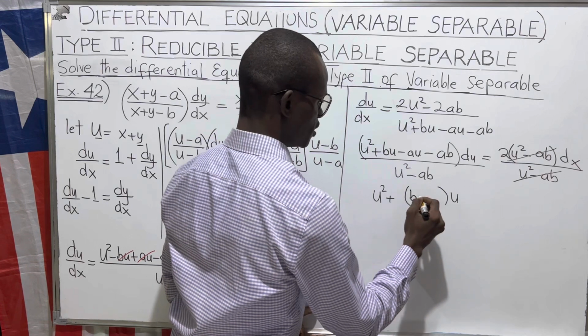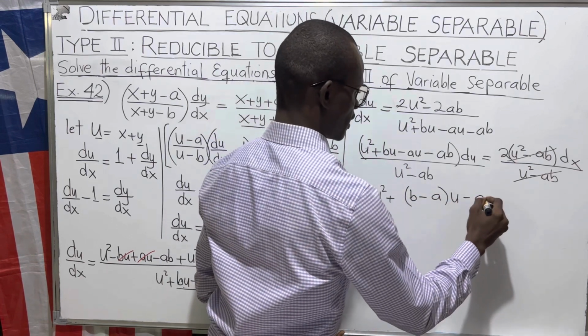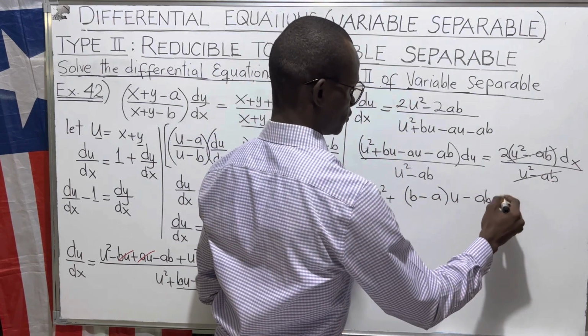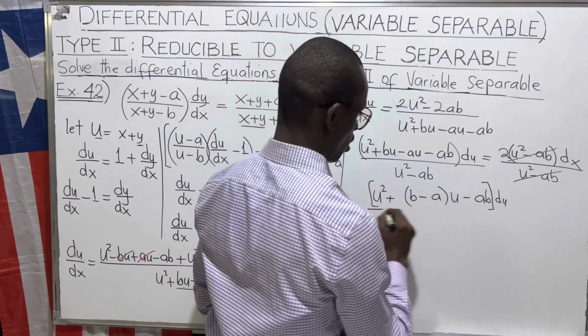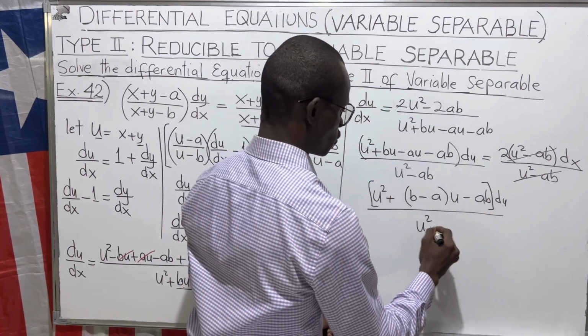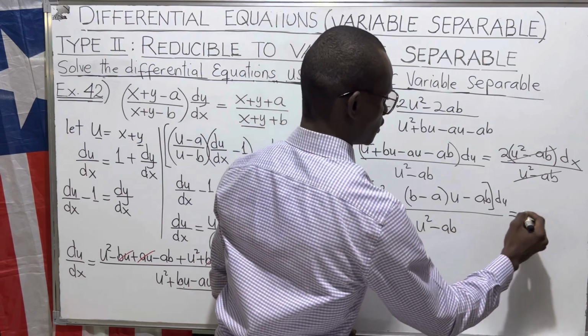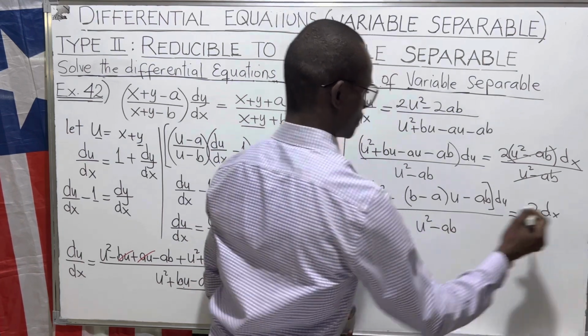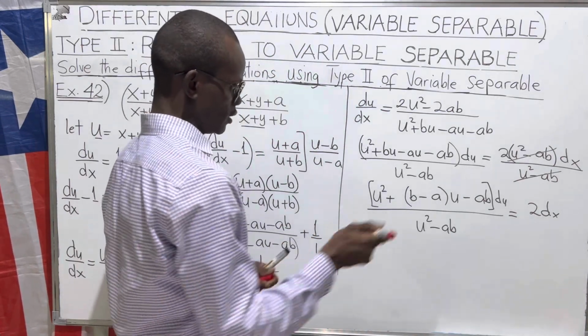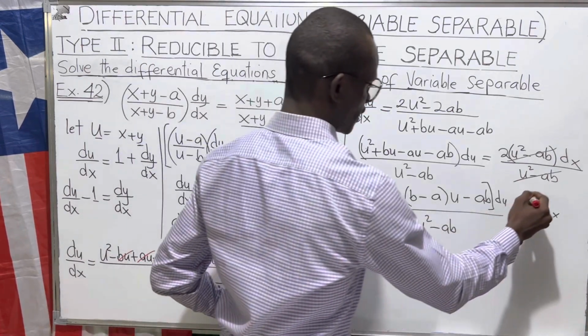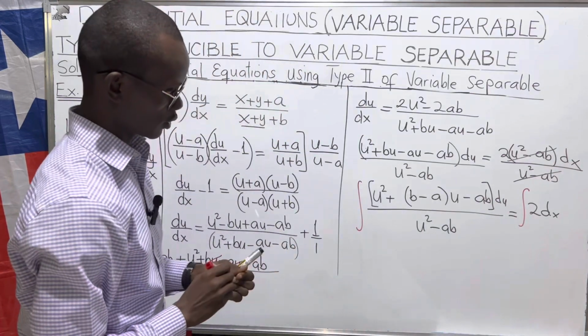So we'll be left with (b minus a minus ab) du all over u square minus ab equals to 2 dx. So because the variables now have been separated, we can integrate both sides to find our general solution.